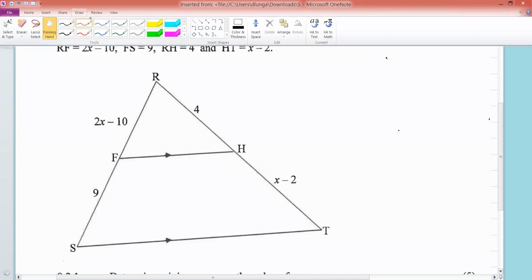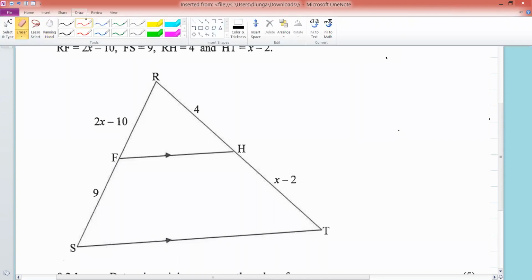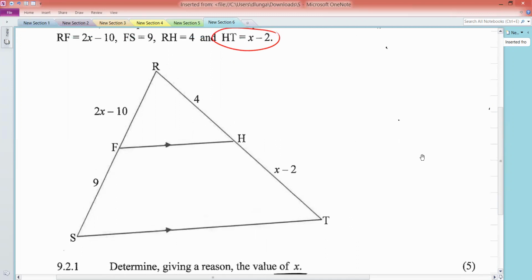Oh, we forgot to do something. We forgot to check the distances. So we checked that proportionality works. Now let's check the distances before we carry on. HT here is x minus 2. Now remember the two values we had: x equals 8 and the other one, x equals negative 1.